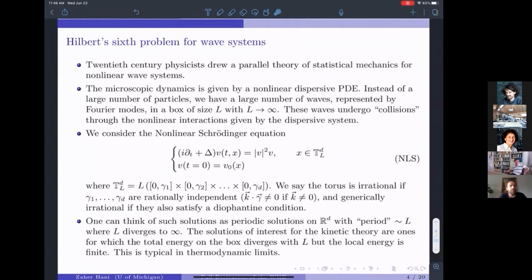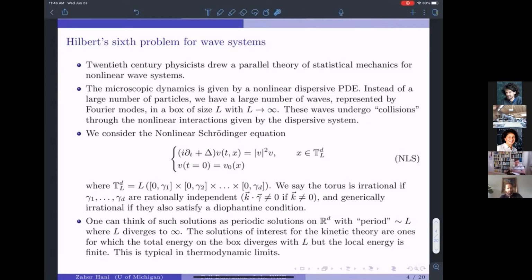And here the microscopic dynamics is given by a nonlinear dispersive PDE rather than being given by Newtonian particles. And so instead of a large number of particles, we have a large number of waves that are interacting with each other. And those waves are represented by Fourier modes on a box of size L. And the size of the box L will be going to infinity, or the number of waves, if you like, will be going to infinity. And these waves undergo collisions through the nonlinear interactions that are given by the nonlinear dispersive system.